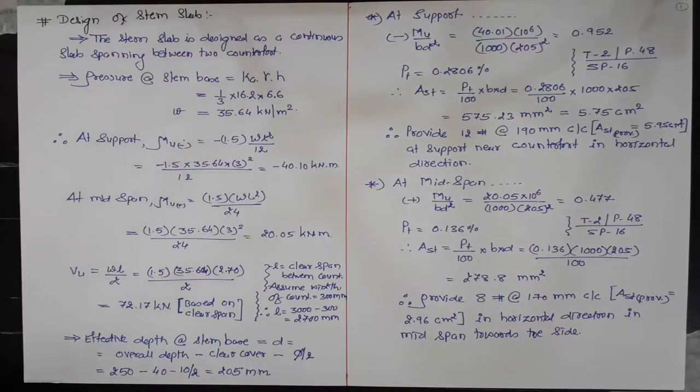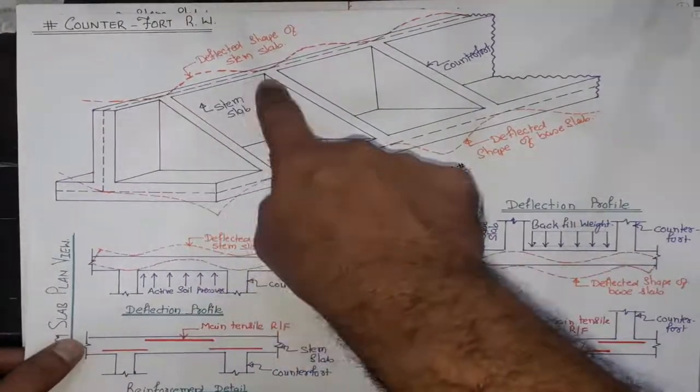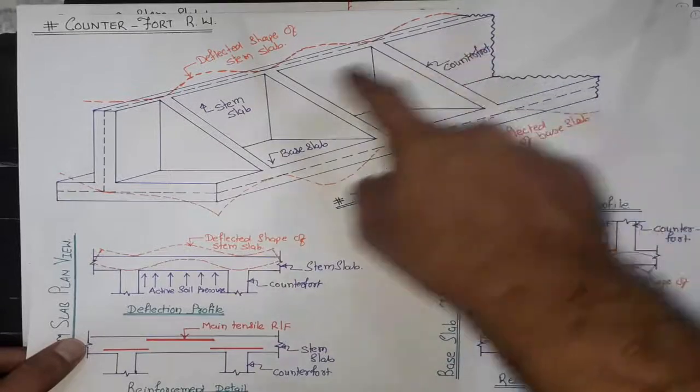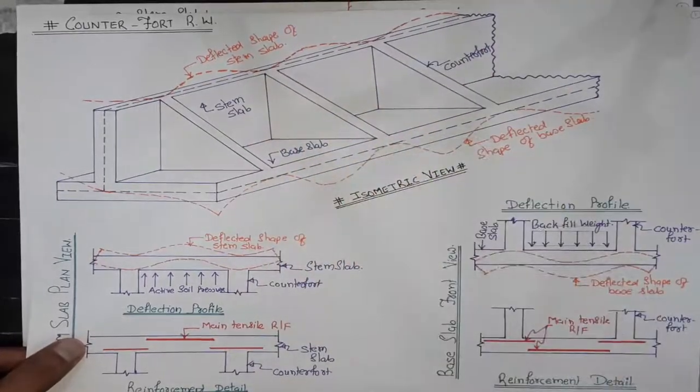In today's lecture, we will design the stem slab. As discussed earlier, the stem slab is designed as a continuous slab spanning between the counterforts. We can say that this stem slab acts as a continuous slab which is spanning between the counterforts.